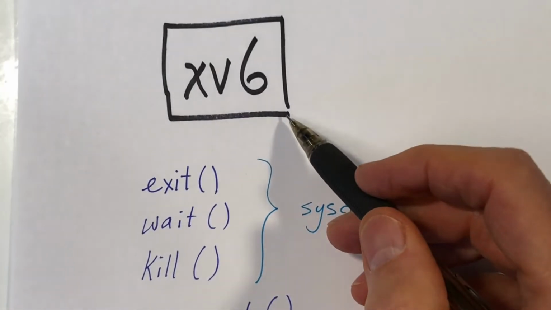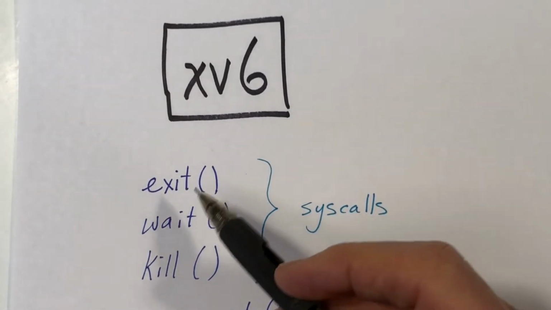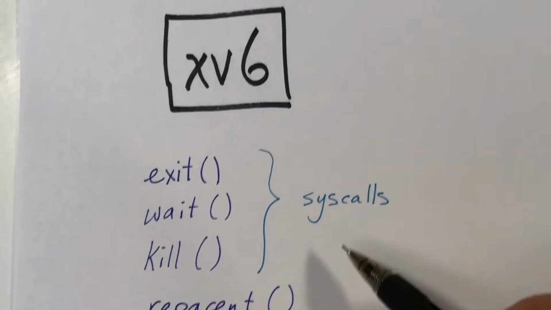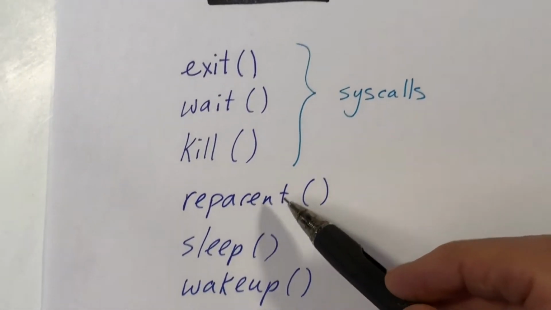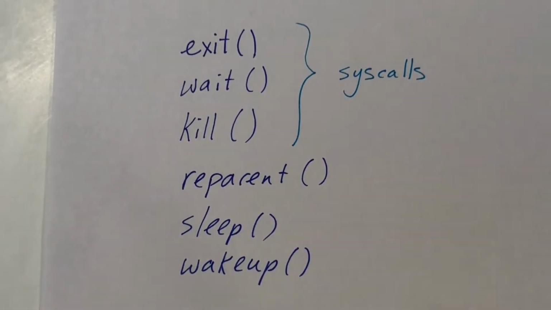This video is part of a series on the xv6 operating system kernel. In this video, I will talk about the exit, wait, and kill system calls. I will also describe the reparent function and review sleep and wake up as they relate to these system calls.